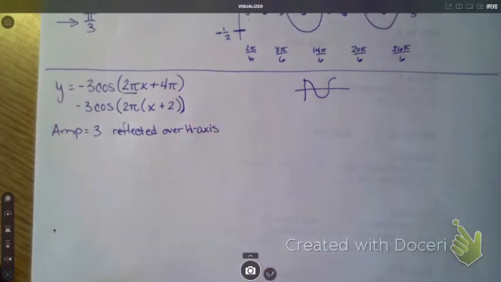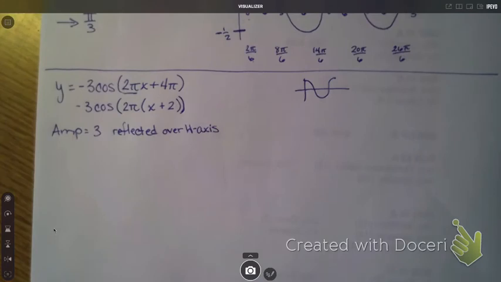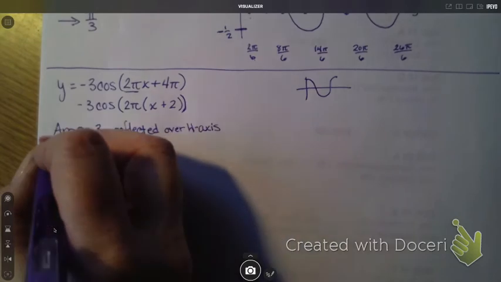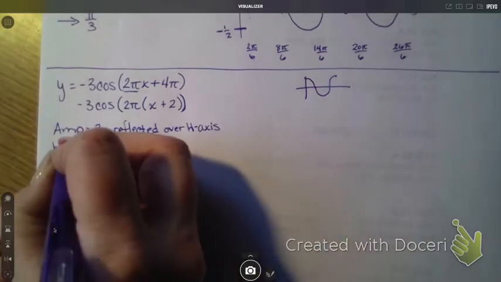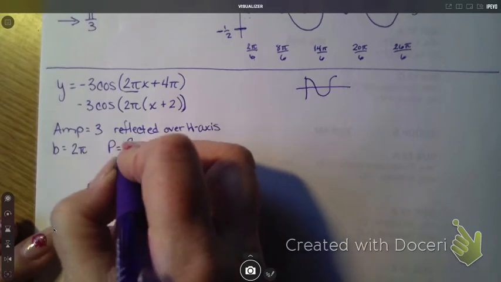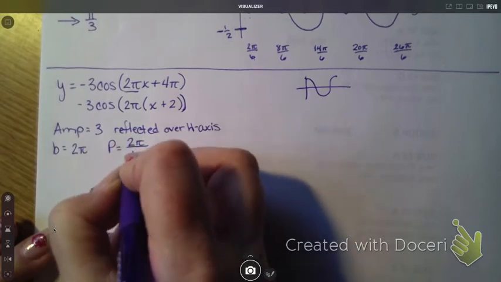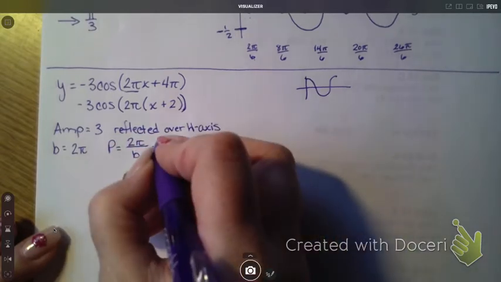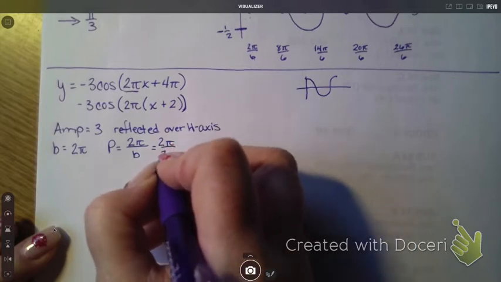Okay, and I did not put x-axis, I put h-axis, because if this goes up or down, is the axis of the curve going to change? Yes, because the axis is the middle. Okay, so then what's b? 2 pi. Period then is 2 pi divided by b, which would be 2 pi divided by 2 pi, which would be what? 1.